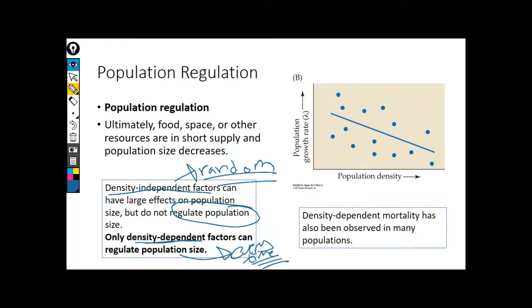Okay, any questions about density dependent versus density independent as we've defined them so far? And make sure these definitions are very clear and their application to what we've done.